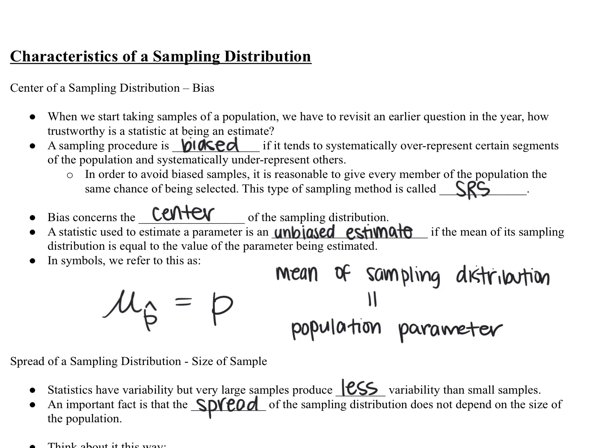If we use a statistic to estimate a parameter, it has to be an unbiased estimate, as long as the mean is equal to the value of the parameter being estimated. What that tells us is that the mean of our sampling distribution, mu sub p hat, will equal the population parameter p as long as we have no bias, so as long as we are collecting our data through an SRS.